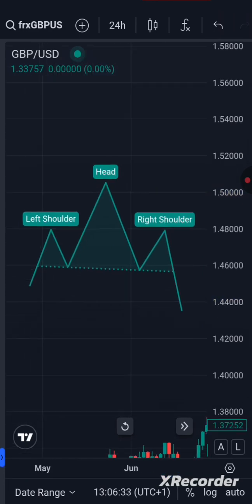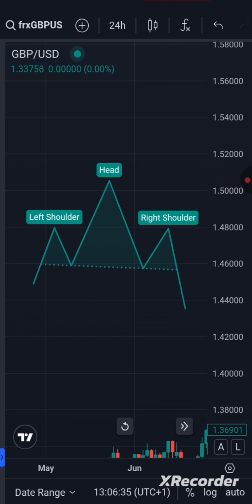So basically, this kind of chart pattern, the head and shoulder chart pattern, is always formed when we are having a bullish movement. When we're actually having a bullish movement, we tend to have this kind of chart pattern, the head and shoulder. We're having a bullish movement, that is higher low, higher low.